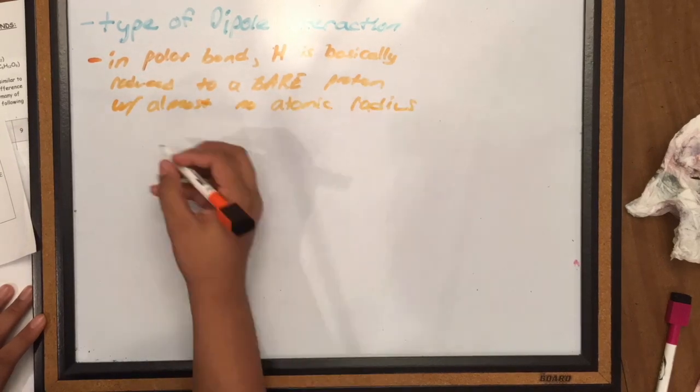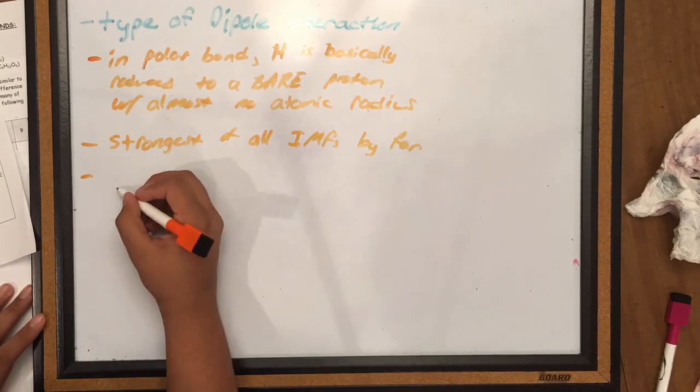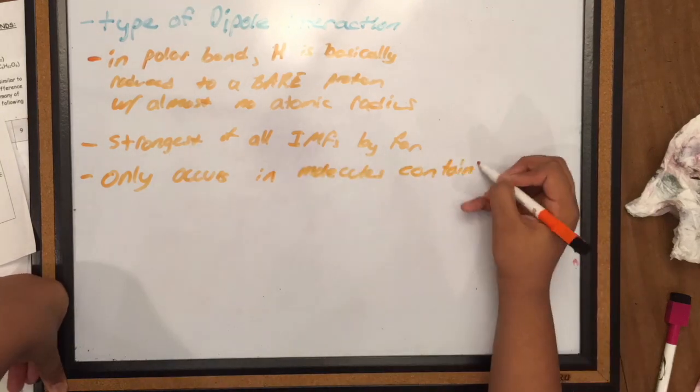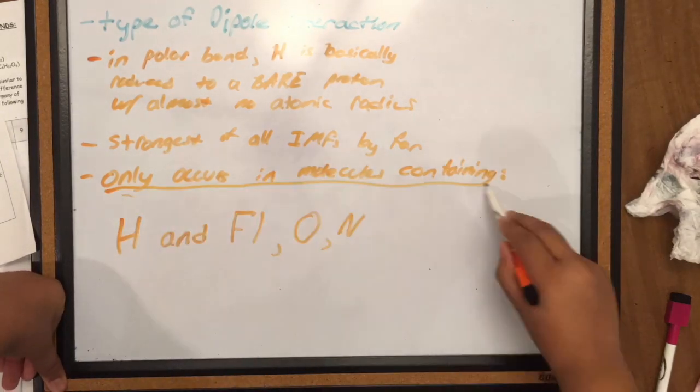Hydrogen bonding is a specific type of dipole interaction. It is the strongest of all IMFs by far and only occurs with hydrogen and fluorine, oxygen, and nitrogen.